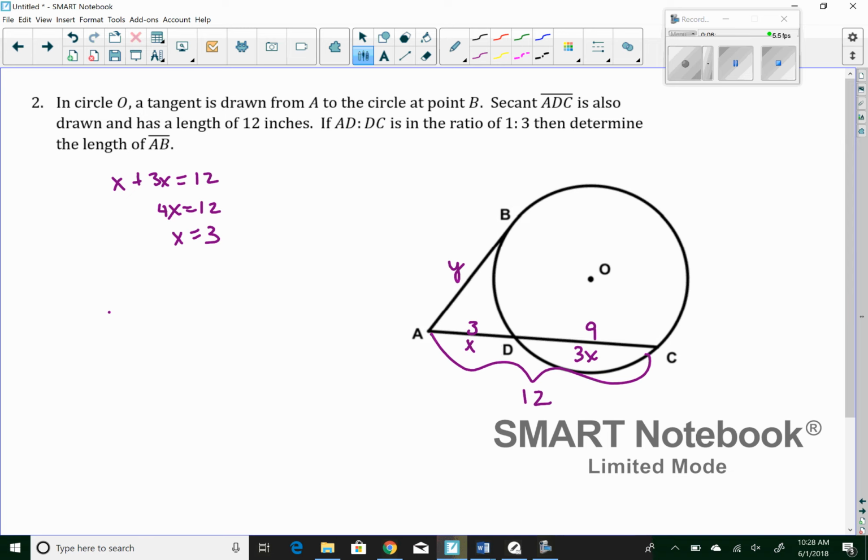I know tangent squared is going to be equal to the outside part times the whole part. This isn't necessary to factor because it's just an easy square root question. So I have y equals 6.